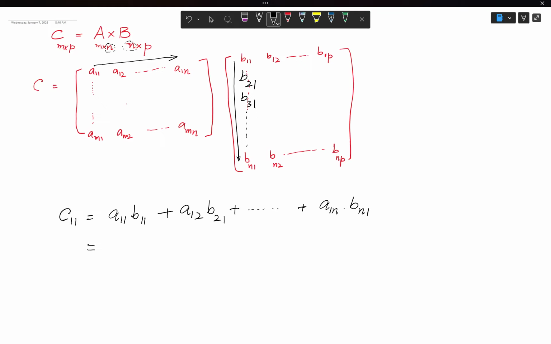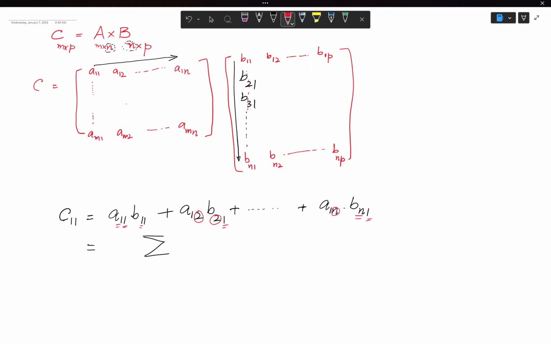So we can see there is a pattern. The second index is changing, and it goes from 1 to n. And what is n? n is the number of columns of A and the number of rows of B. And the first index of A and the second index of B remain fixed. We will confirm that after multiplying several other rows.